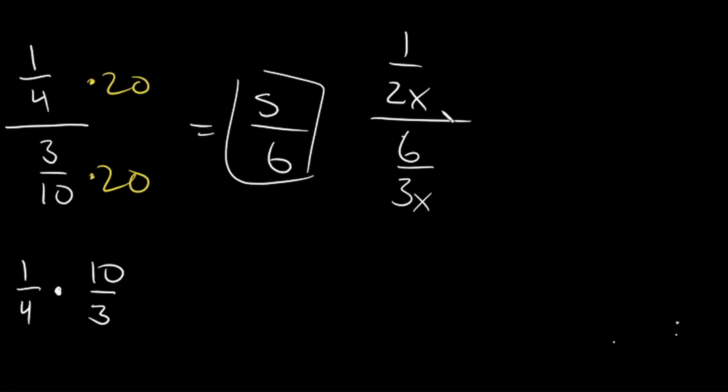Here we have 1 over 2x over 6 over 3x. And again, you could just solve this by dividing fractions. You could do 1 over 2x times 3x over 6, but we're going to solve it in a different way. So let's look for our least common denominator. 2x and 3x are our two denominators, so our least common denominator would be 6x. So let's multiply the top and bottom by 6x.